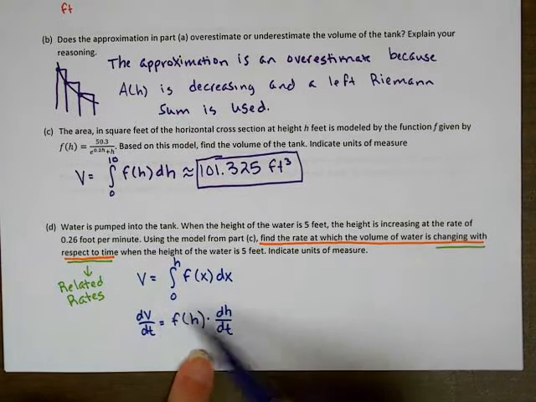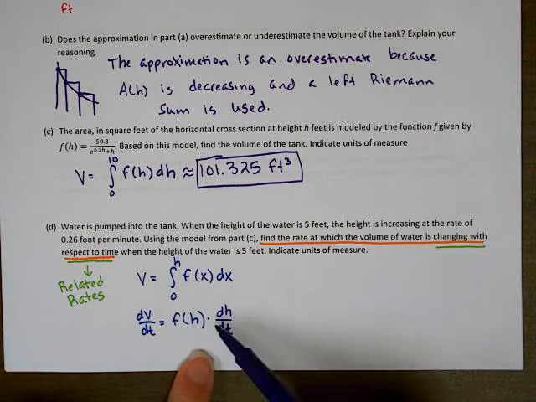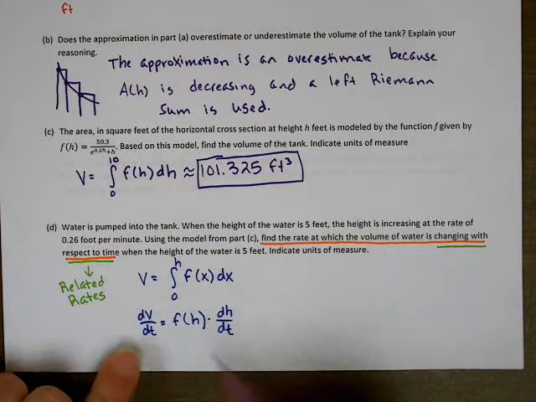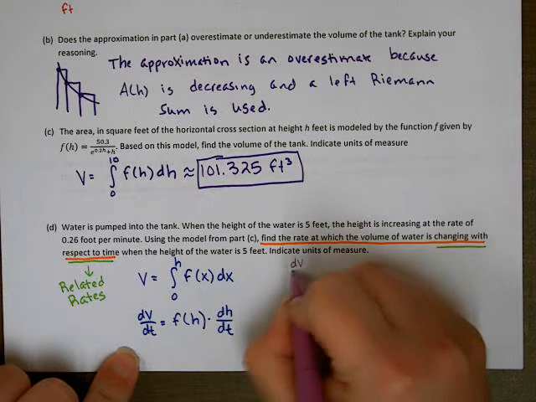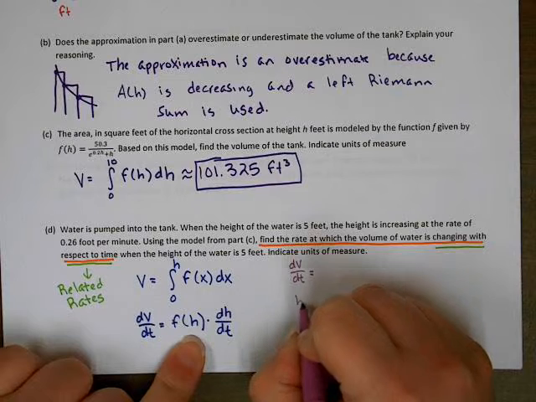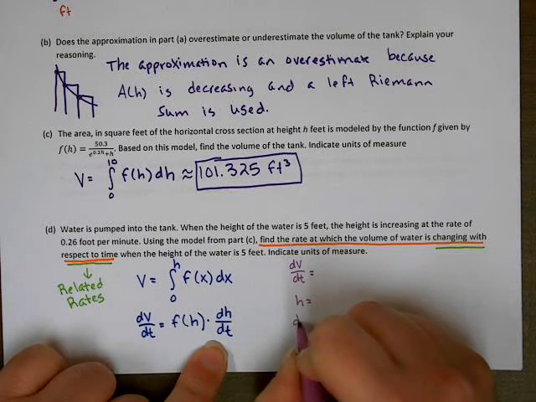So this is now our formula. So let's think about what we have and what we actually need. So in this equation here, we have a dV dt, we have h, and we have dH dt.